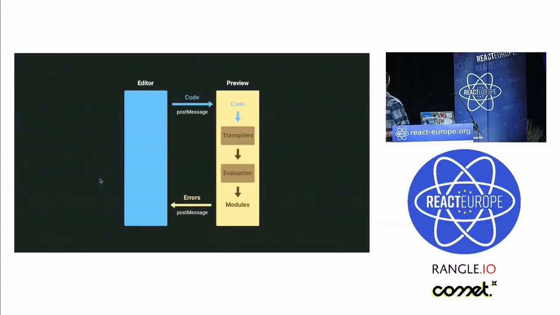I built two applications, an editor and a preview. The editor is just the UI, it's built in React, it's the code, and the preview is the bundler. So when you change code in the editor, we post a message to the preview, which is in an iframe, with the code. The code would go through transpilers, be evaluated using eval, and then you would get back errors if there are errors. And CodeSandbox still works like this to this day. The core has never changed. The code has been rewritten 20 times, but the core idea has never changed.